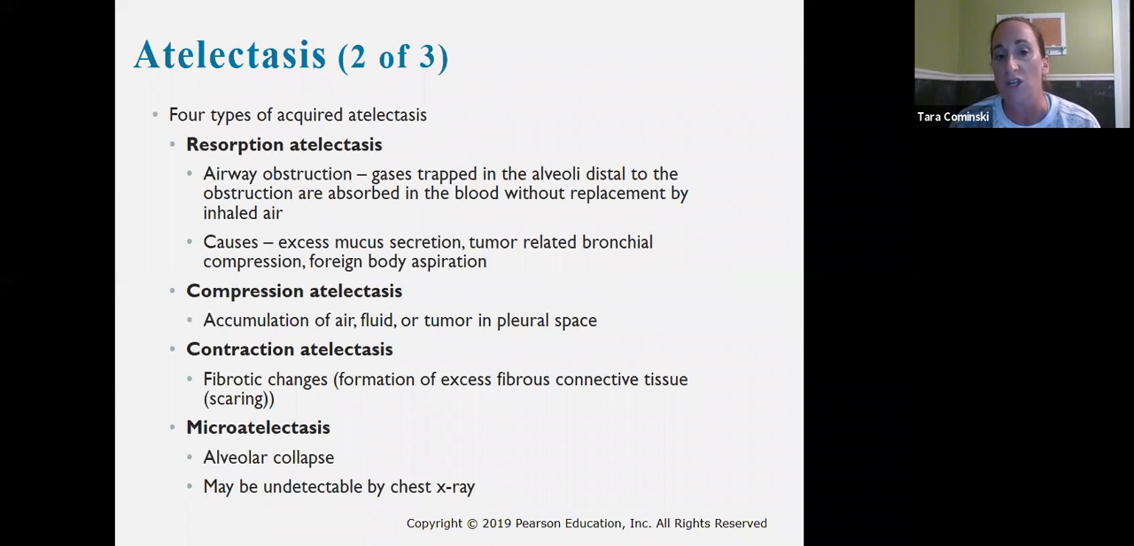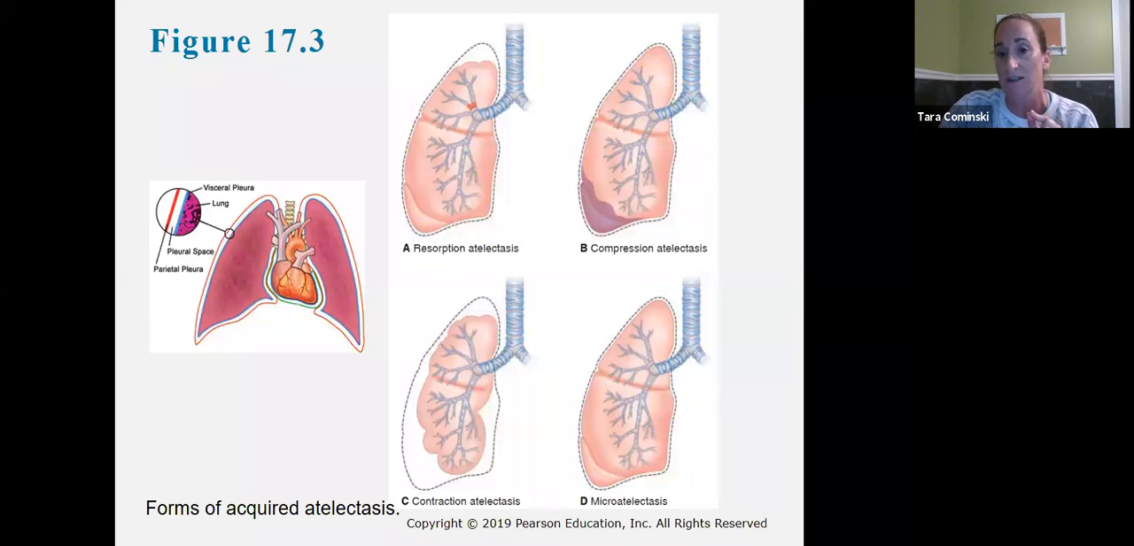If you talk about compression atelectasis, if you get any sort of air or fluid or a tumor in the pleural space, this can cause compression atelectasis. So what do we mean by pleural space, right? I added this little picture in here.